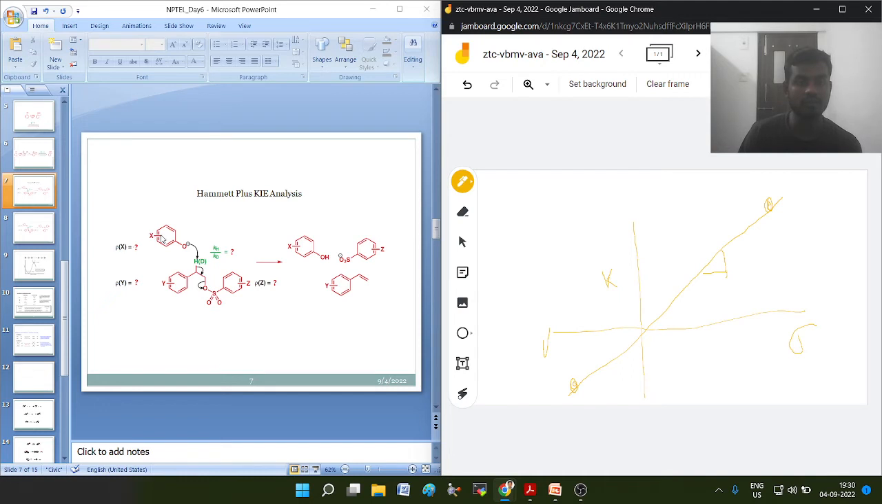So NH2 or other groups will have a rho value. So what will happen? It will have a line something like this. Sorry, this line is something like this. So we expect a negative rho value here. So x we expect a negative value, y we expect a positive value, z also we expect a positive value, right? Kh by Kd greater than 1.